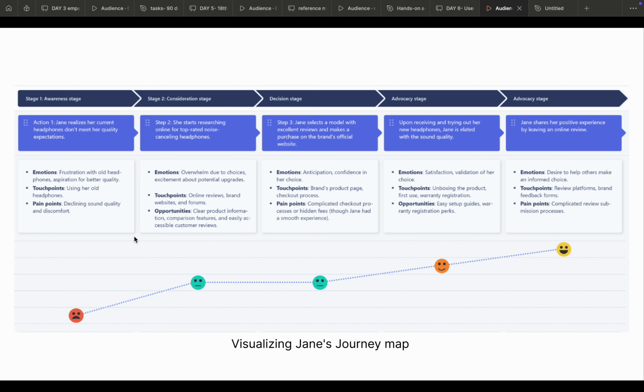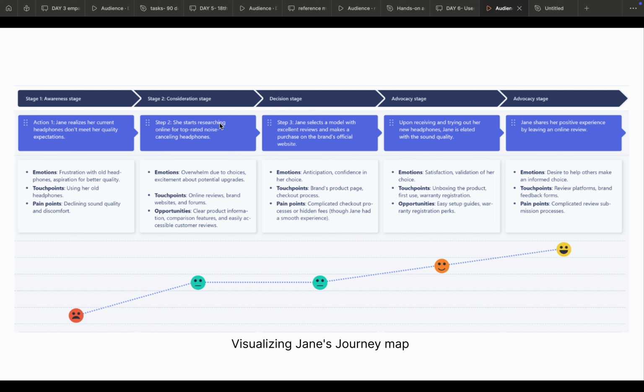So not only for this example, in all user journey maps, these same stages will mostly be used. First we need to be aware of what is the problem, and then we need to consider other choices. By having other choices we can make a decision, and then we will proceed with the advocacy stage where we'll be using the product that we have aimed for.